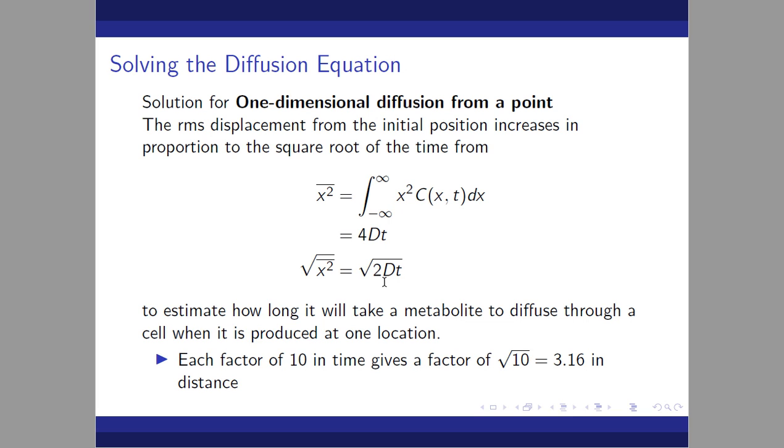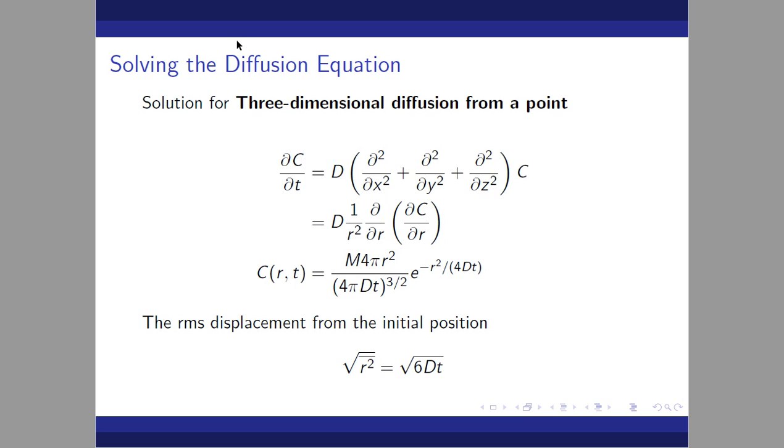Okay, so this one we can estimate how long it will take the molecule to diffuse through a cell when it's produced at one location. Each factor of 10 in time gives a factor of square root of 10, 3.16, in the distance. These are the root mean square displacement. This one is for the three-dimensional case.